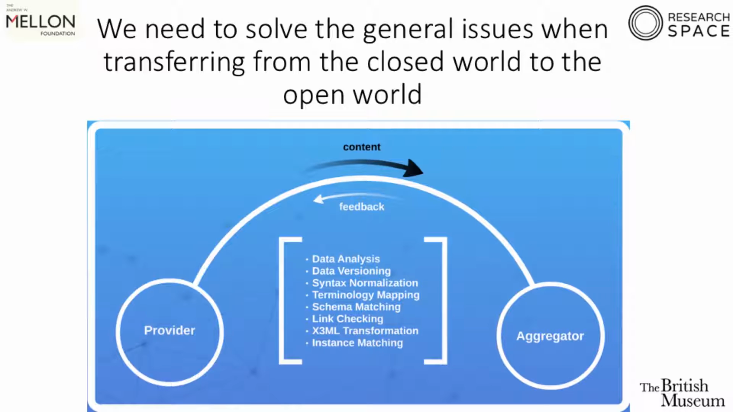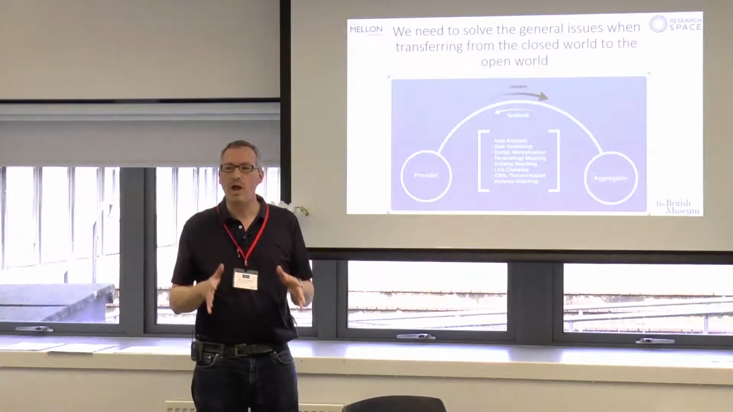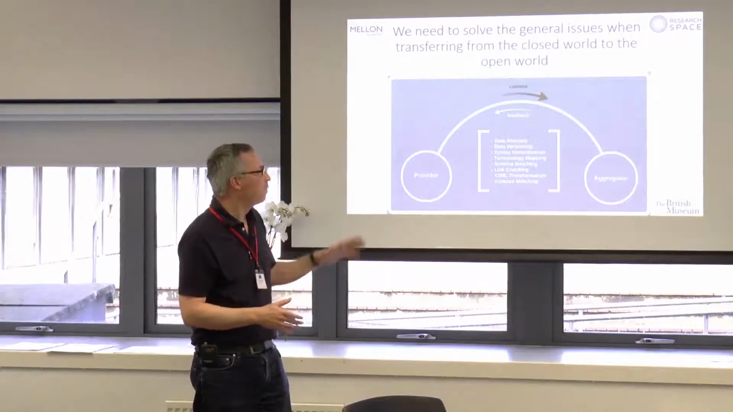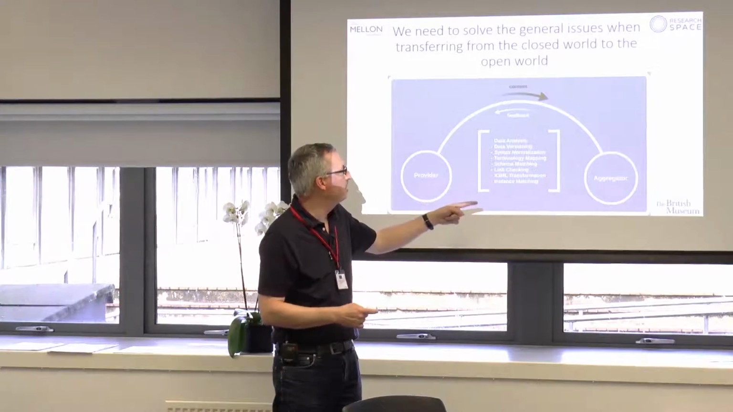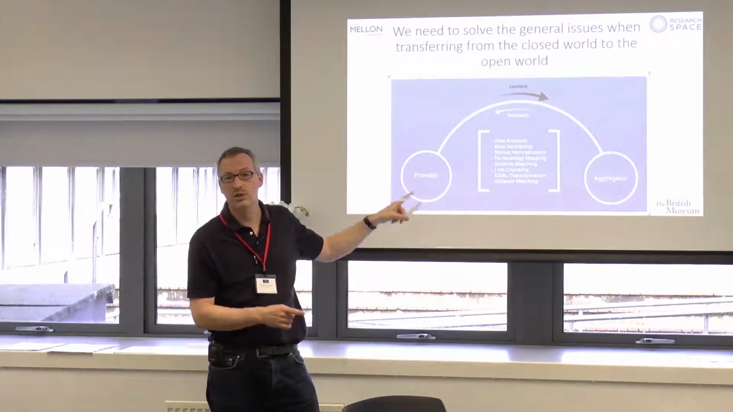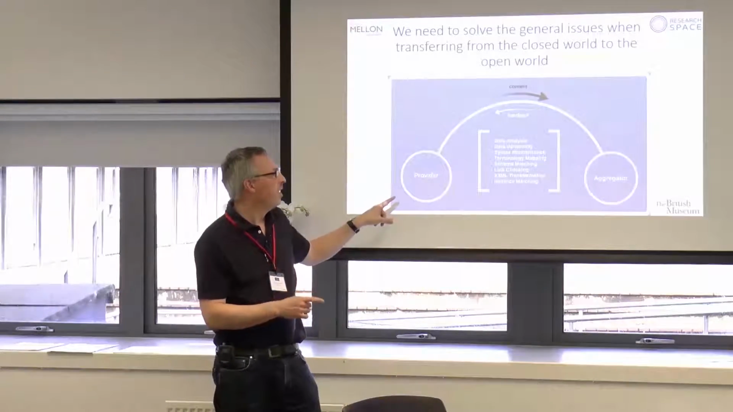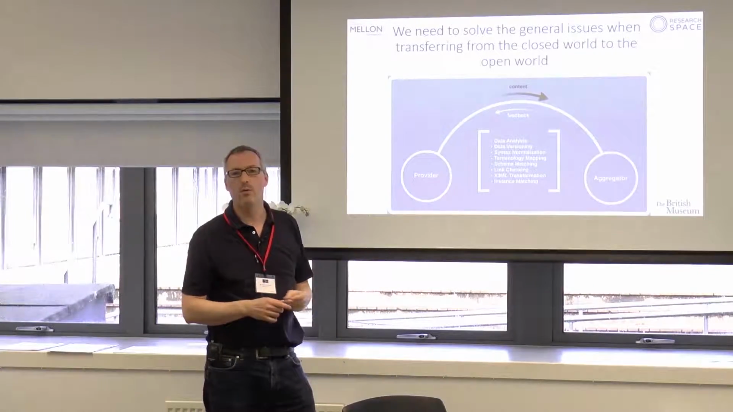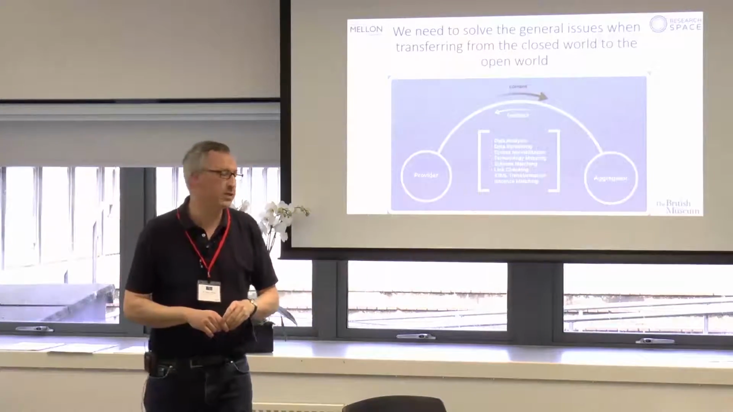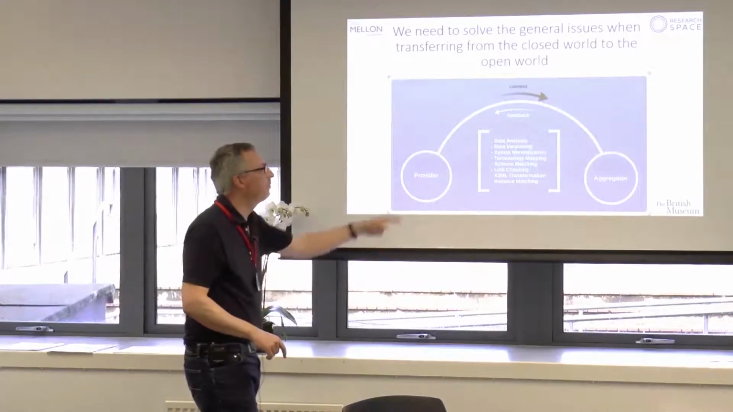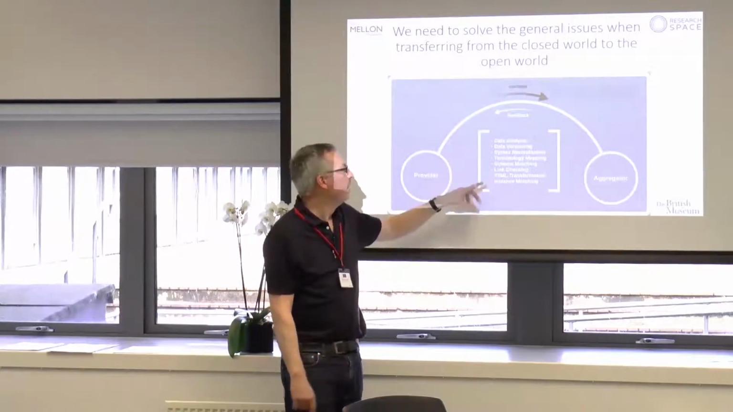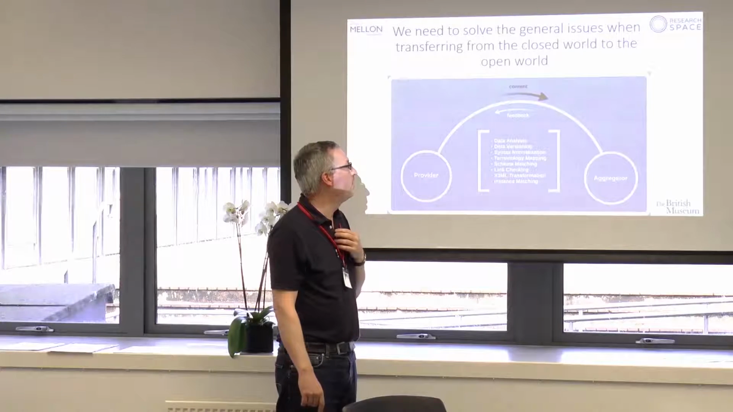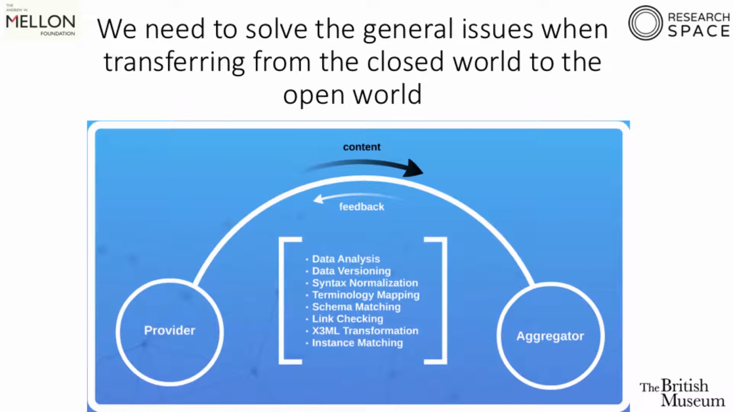So we're starting to think about what is the right relationship. If you're an aggregator, what are the things you really need to think about in terms of your relationship to the provider of that information? No aggregator sorts out all of these issues, and therefore all aggregators potentially have a sustainability problem. There needs to be analysis of the data initially. There needs to be thinking about data versioning, syntax normalization, terminology mapping.